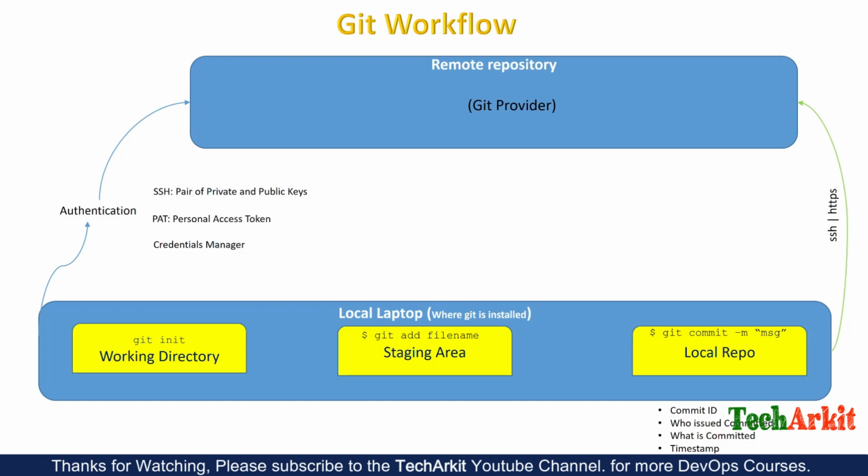Now, where we are at this stage, on the local laptop, we have created our working directory, added to the staging area, and created the local repository. Now we have to push this. To do that, we have to make the connection between the remote repository and the local repository. Either we create SSH keys and make that possible, or we can also use HTTPS access to make that possible. Let's do the steps and push the code.